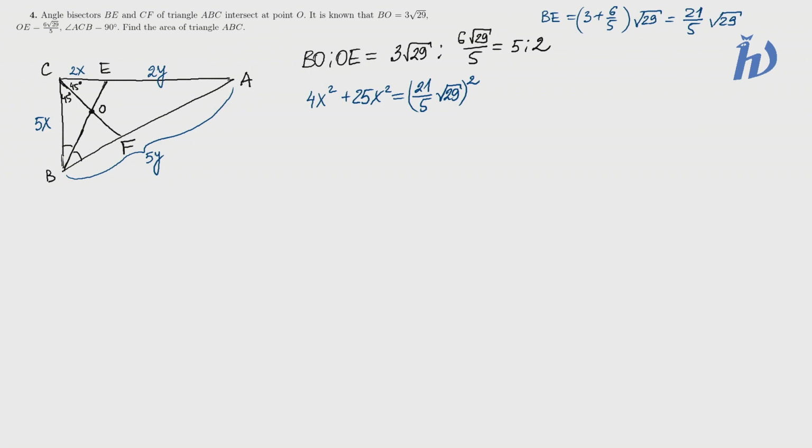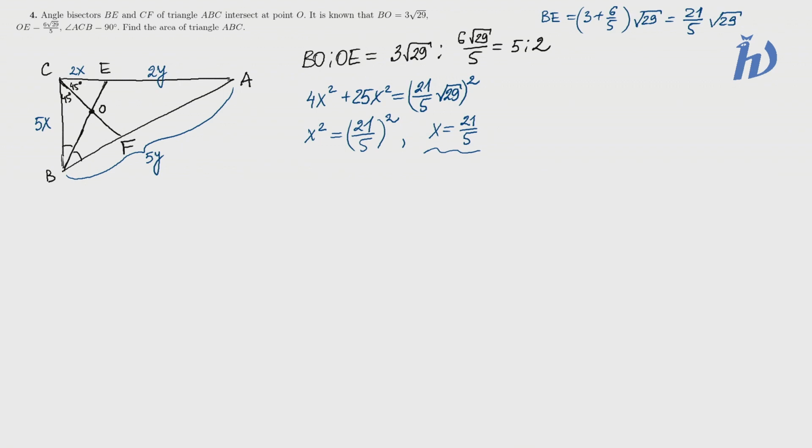And now we can notice that the coefficient of x squared on the left is 29, and so we can reduce both sides of this equality by 29, and we have x squared is equal to (21 over 5) squared, and x is equal to 21 over 5. Obviously, the negative solution of this equation is unacceptable. So we only have 21 over 5.